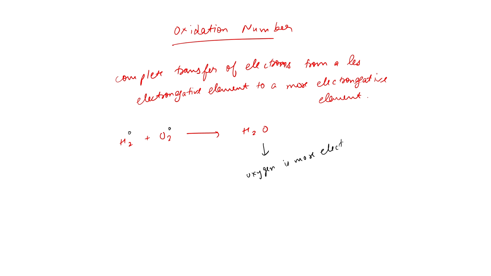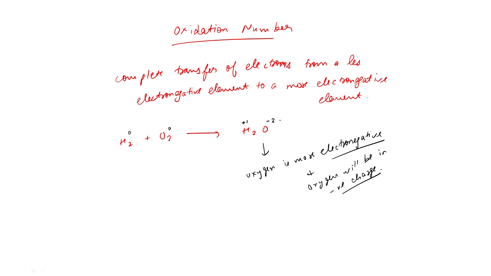Oxygen is more electronegative. That means the oxygen will gain electrons, and oxygen will be in a negative charge. Hydrogen, we know, has only one electron, that means hydrogen is +1 and oxygen is -2.